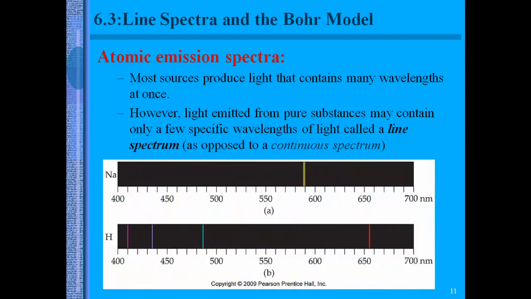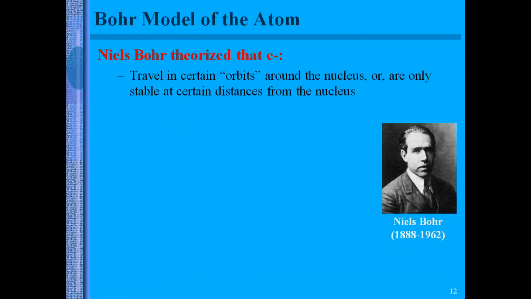So sodium gives off a yellow color when it is electrified or charged. Hydrogen, on the other hand, when it is electrically charged, will give off 4 different specific colors. Niels Bohr theorized that electrons travel in certain orbits around the nucleus, or they only have certain stable distances from the nucleus that they like to stay in.